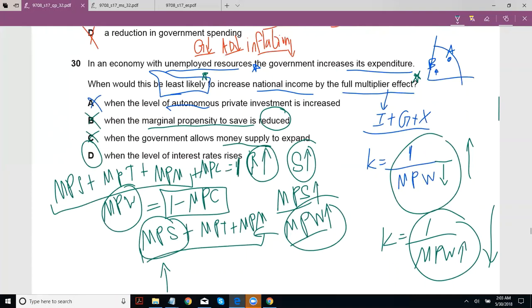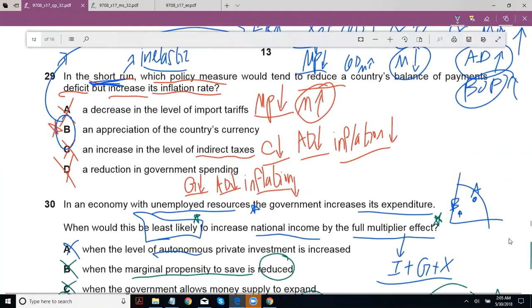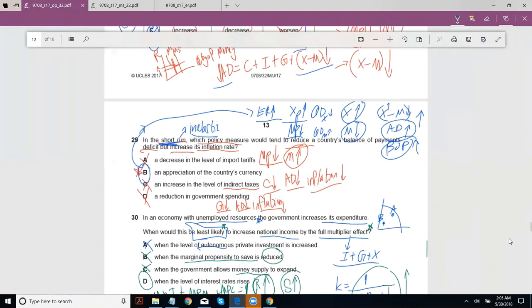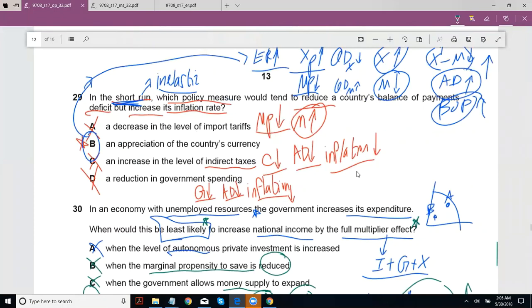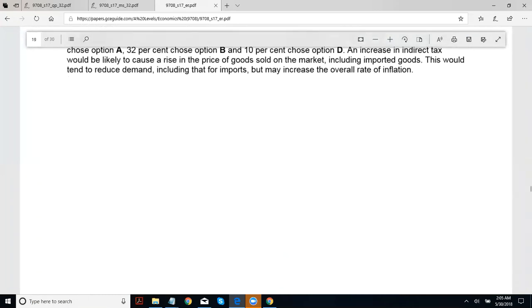So let's quickly check our answers. Okay, so some bad news. We got one question wrong, which was 29. And in fact, we can read the examiner report on this, because this was one of the questions that more candidates struggled with. So, question 29, well, what's happening?